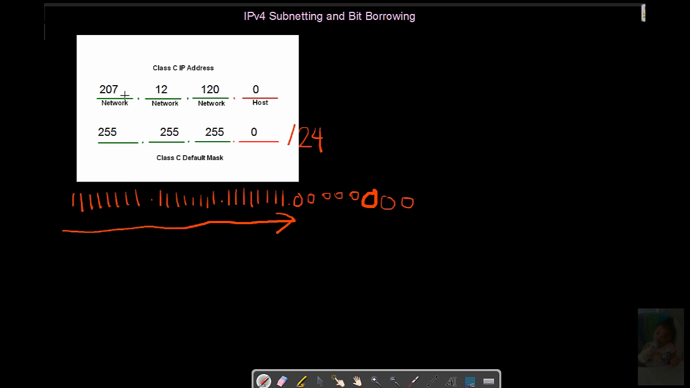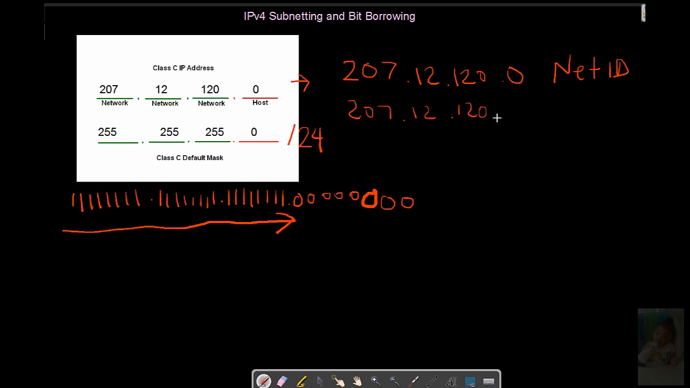What else do we know? Well, we understand if we're dealing with a /24, class C, 207.12.120.0 is our net ID. 207.12.120.255 is our broadcast. Remember this mask value right here. These octets directly correlate with the octets above it.